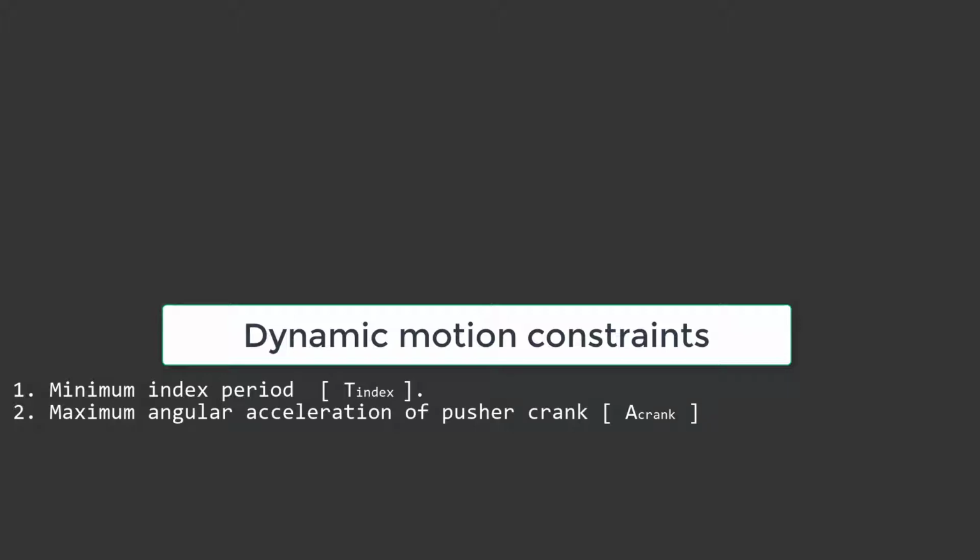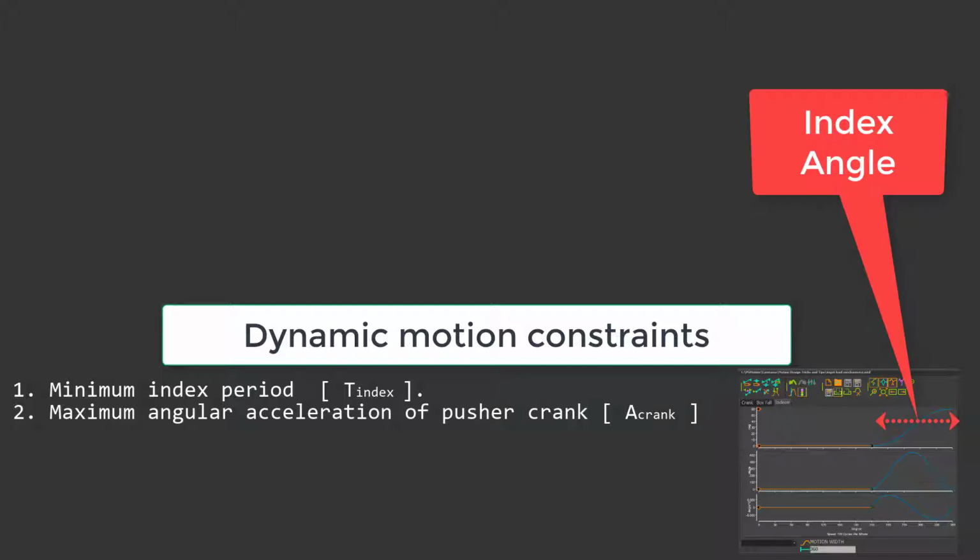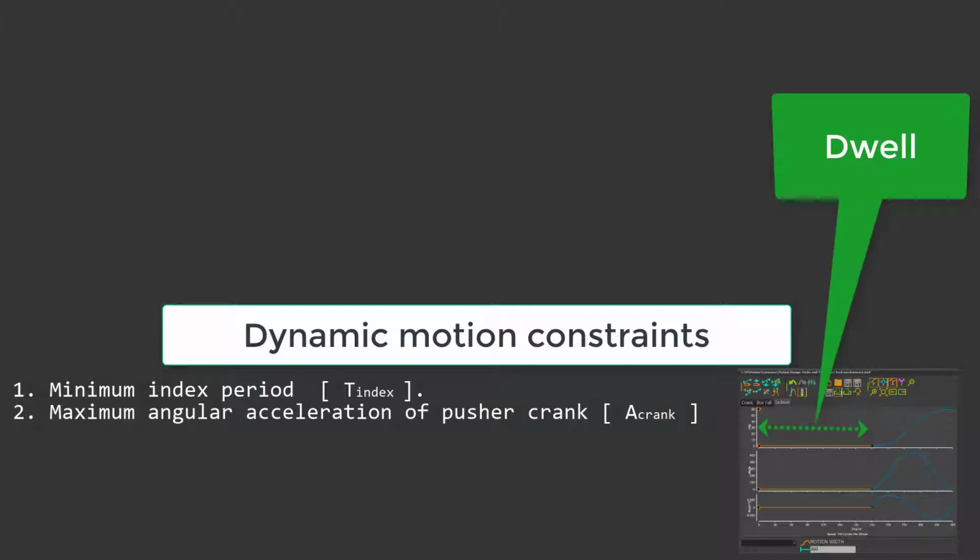Again, we'll look at these later. In fact, as will become clear, good motion design creates design loops or iteration that will result in improved overall design. These arise because of the dependencies between motion design, kinematics and dynamics. At this stage, motion design points are very easy to change with the right software. So we will start with a 120-degree index angle giving a 240-degree dwell.